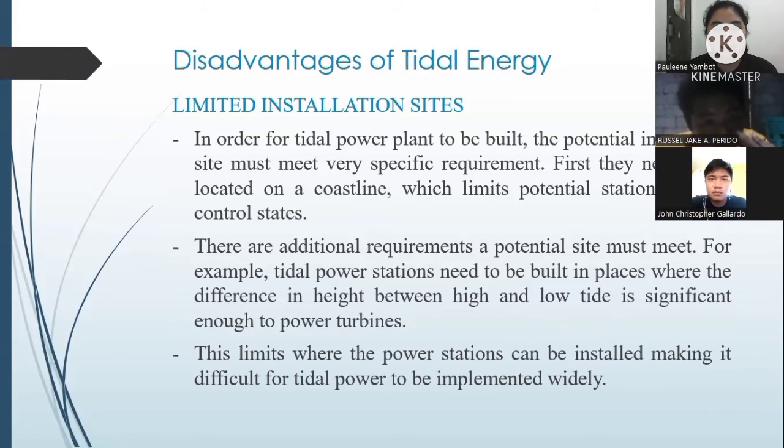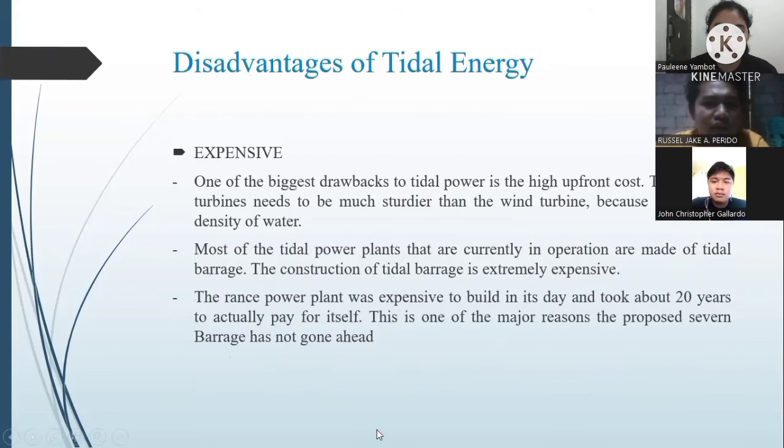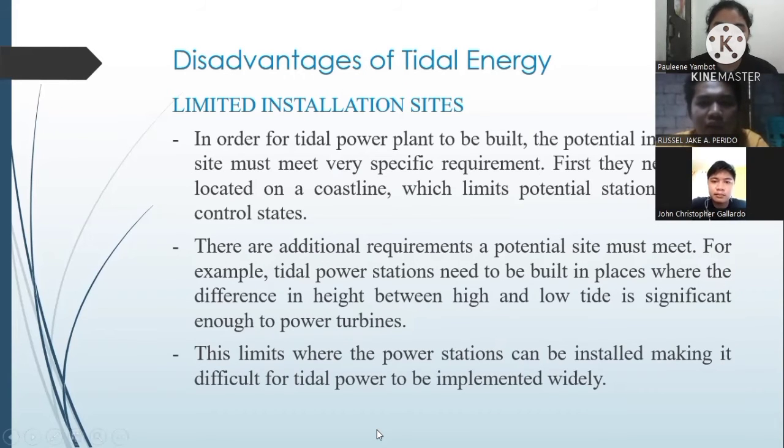Next. Next tayo. Next slides. Yan naman. Sa disadvantage of tidal energy. Limited installation sites. In order for a tidal power plant to be built, the potential installation site must meet very specific requirements. First, they need to be located on a coastline, which limits potential station sites to the coastal sites. There are additional requirements a potential site must meet.